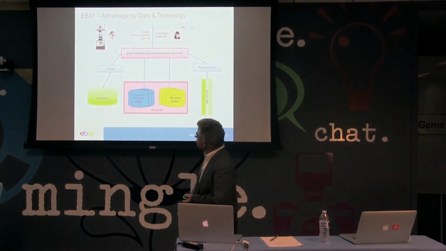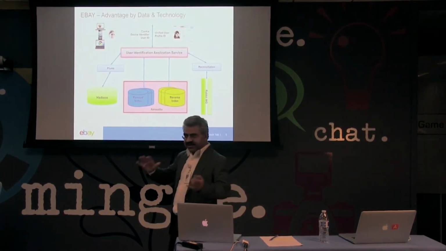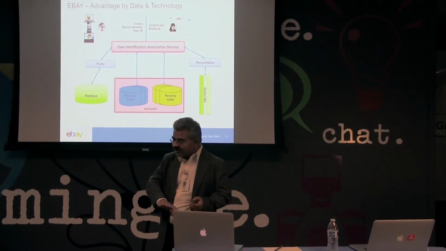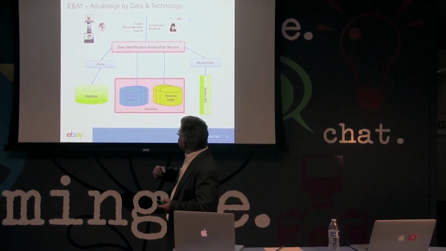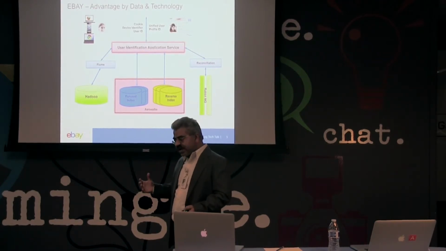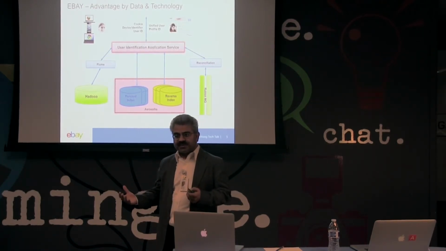Aerospike for it. Conceptually, what we're trying to do is, and I already talked about it, we have a user who is going on mobile or different devices, and that information comes in, and we have a unified view of a user. This service allows us to map them back and forth.